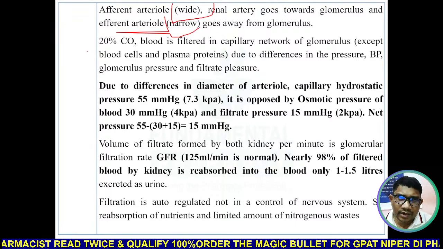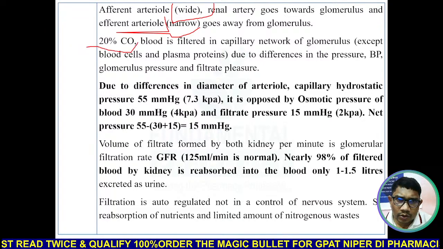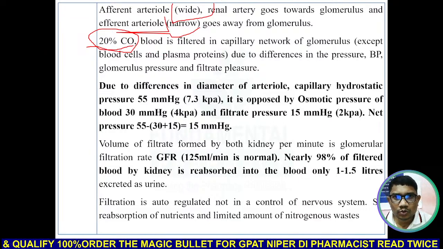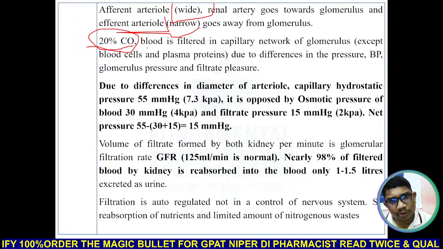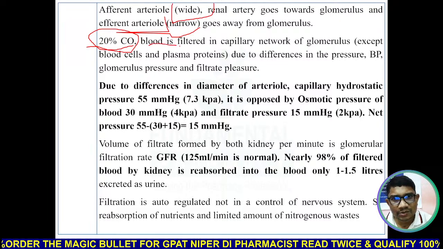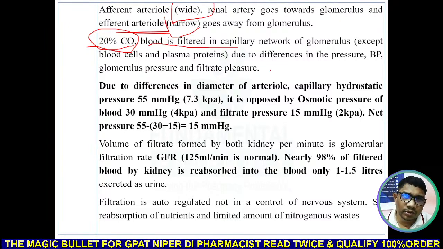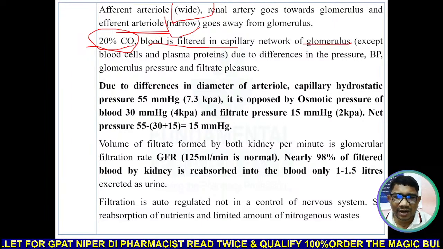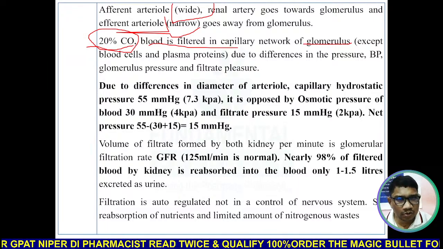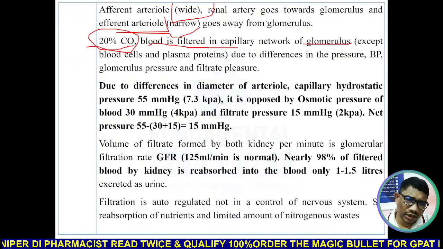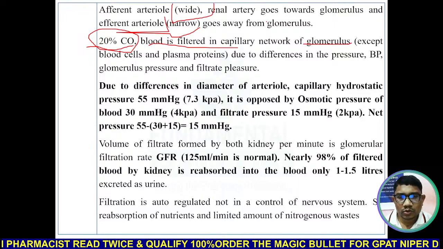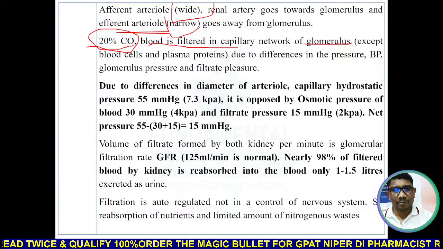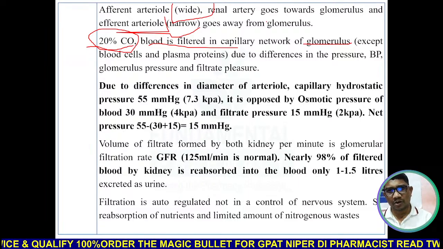So 20% of cardiac output then goes to the kidney. Now blood is filtered in a capillary network made by the glomerulus. In the glomerulus, the capillary network is where blood is filtered. So the kidney will get 20% of cardiac output, and blood is filtered in the capillary network of the glomerulus.